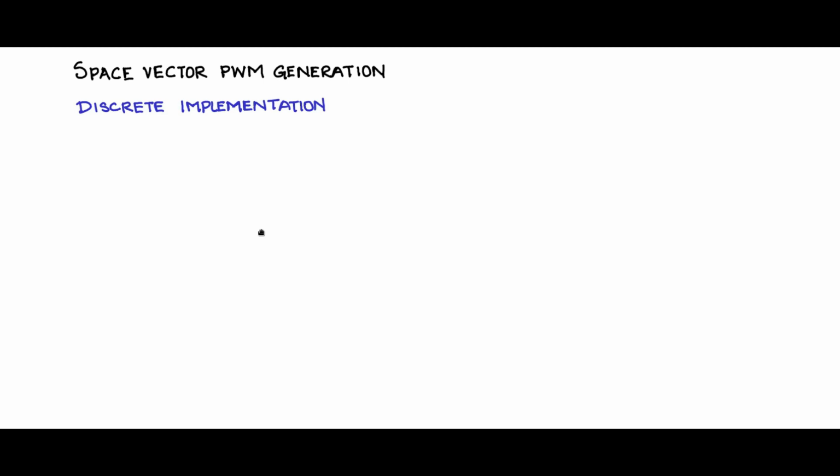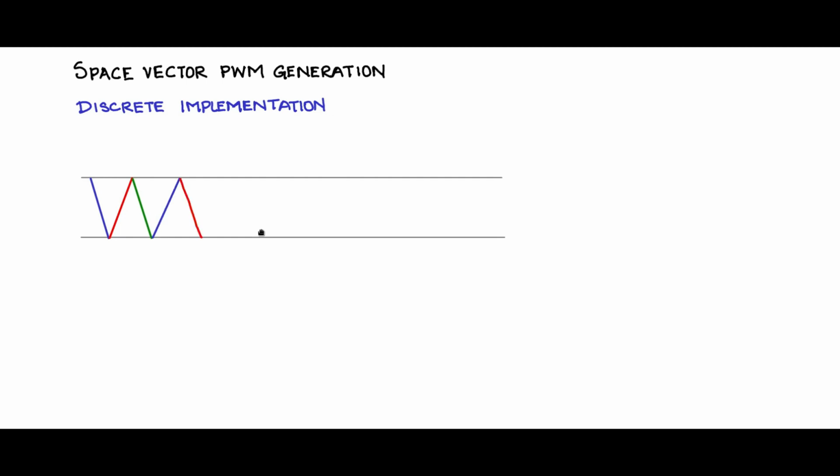Let us now generate the three-phase reference signals: VA star, VB star, VC star, and I will try to do it in this way, simple. So now you have VA star, VB star, and VC star. These are the three-phase reference signals that are going as input to the pulse width modulator.